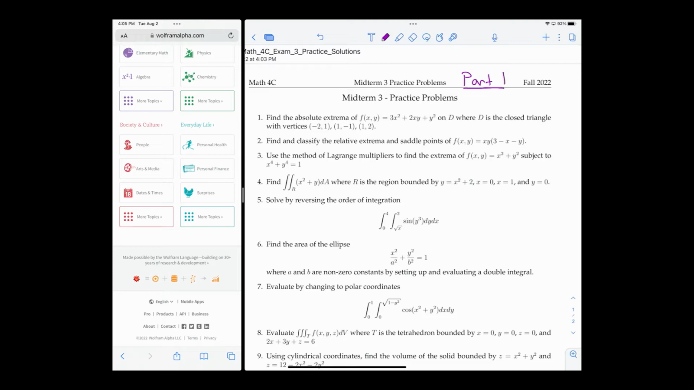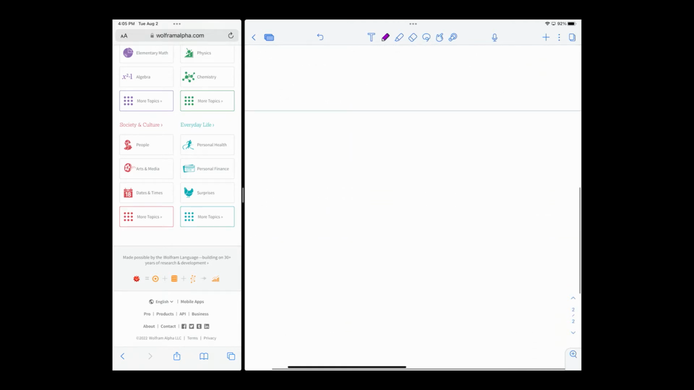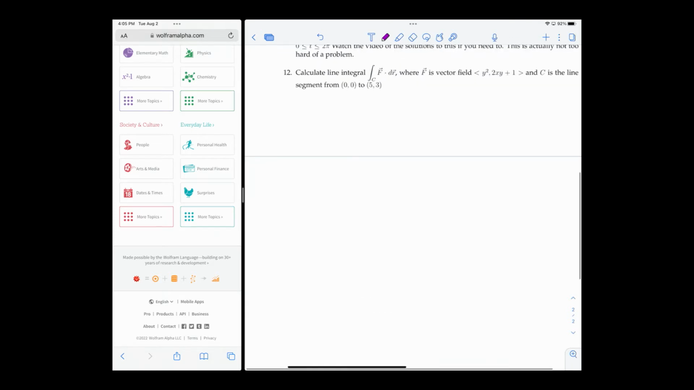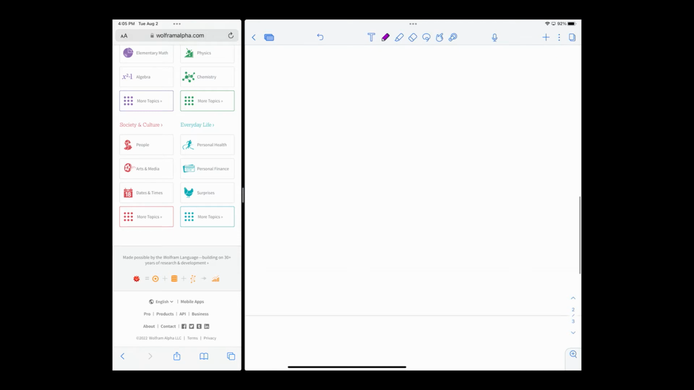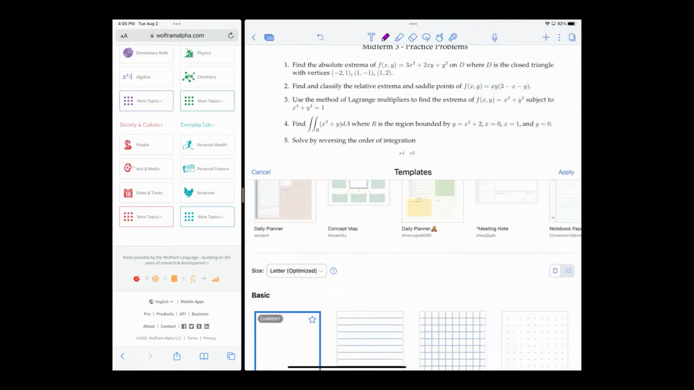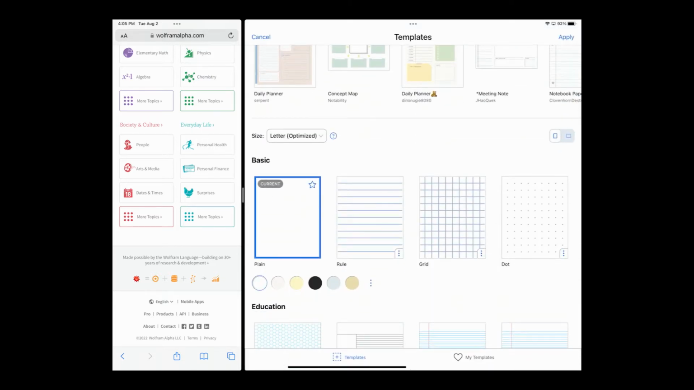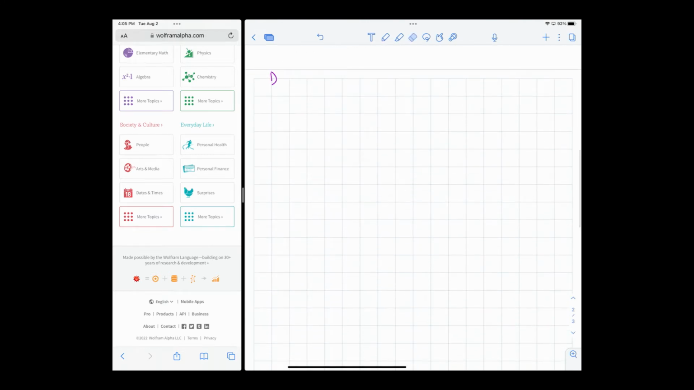So, in Notability here, I've got some blank space down here, so we will go to problem 1. I kind of want lined paper. Can I do that? Let me see. There we go. Yeah. All right.